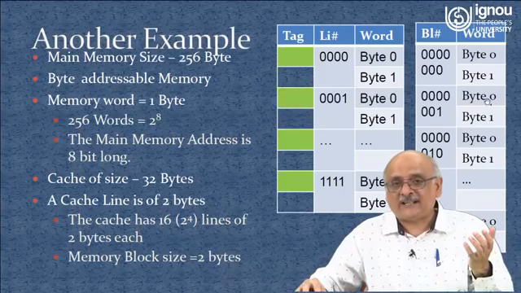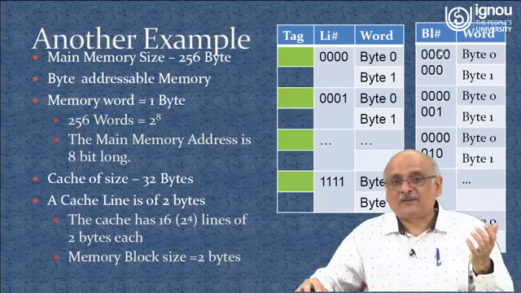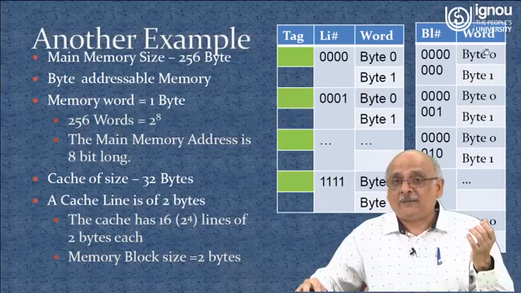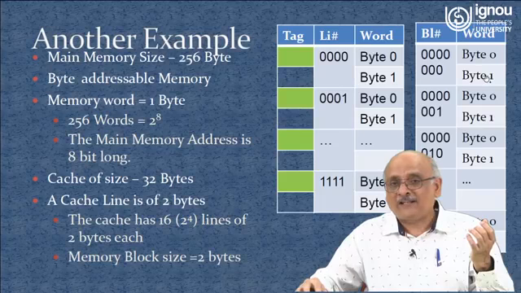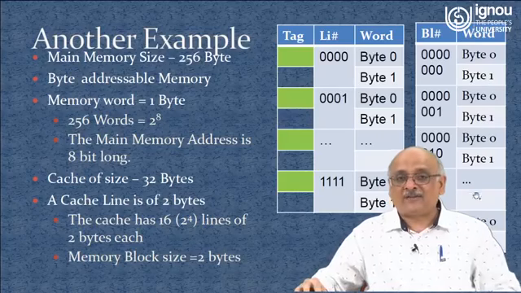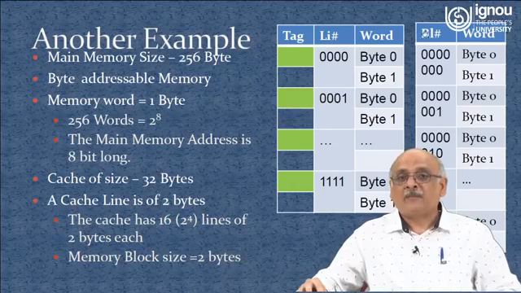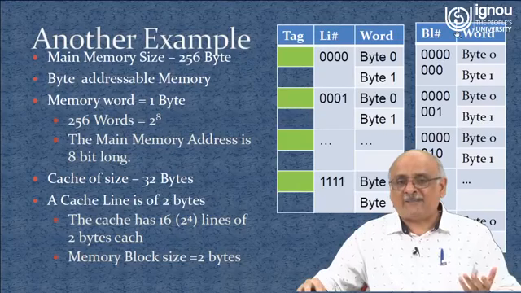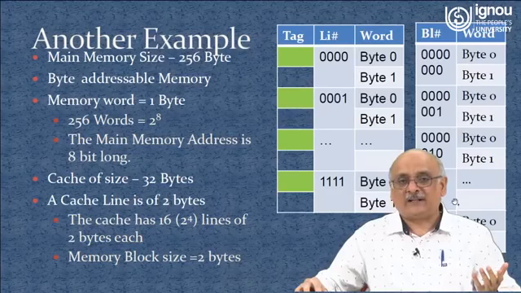Otherwise, each location is independent, and they have been converted into blocks. So this is block 1 consisting of 2 bytes. The block address is 7 zeros, and the word address is 7 zeros followed by 0 for this byte, and 7 zeros followed by 1 for this particular byte. That is how my addresses are going to be in the main memory. It is the same as normal memory, just the blocks have been defined in this particular case.